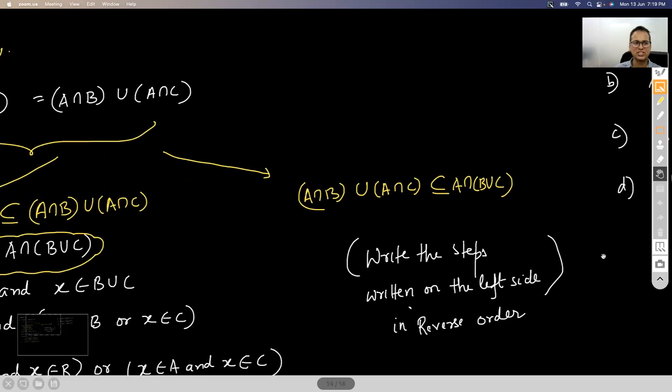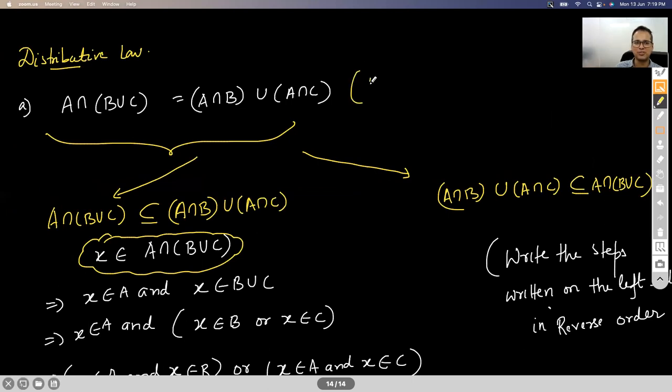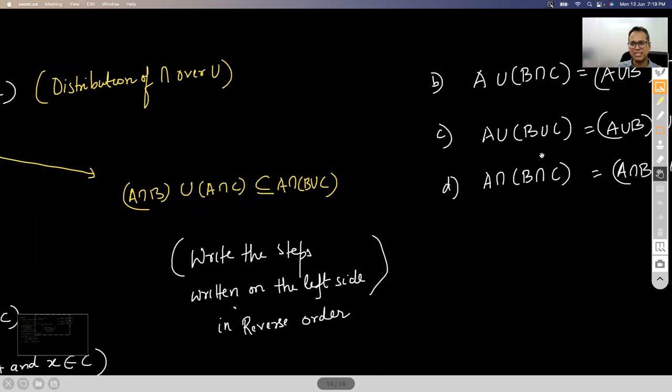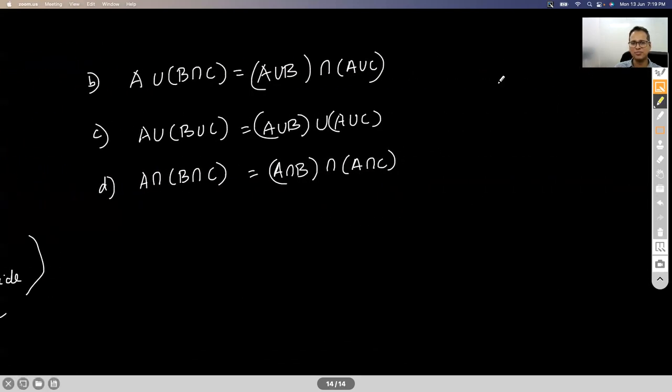Okay. So this is called distribution of intersection over union. That is your A. B is called distribution of union over intersection.